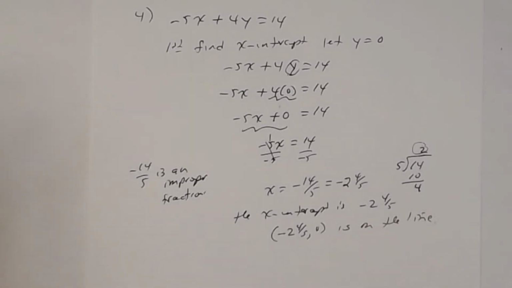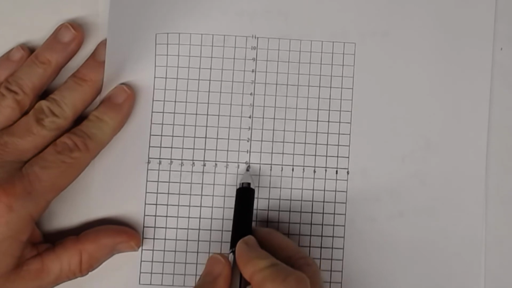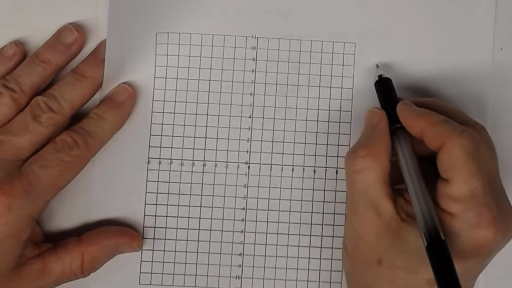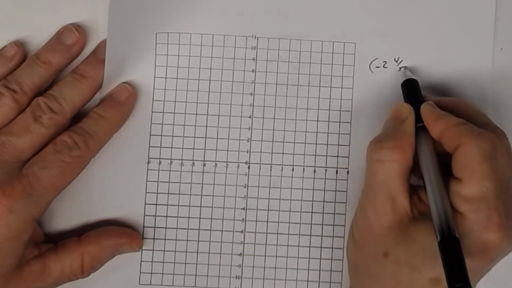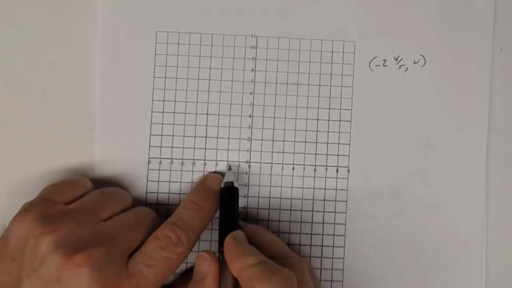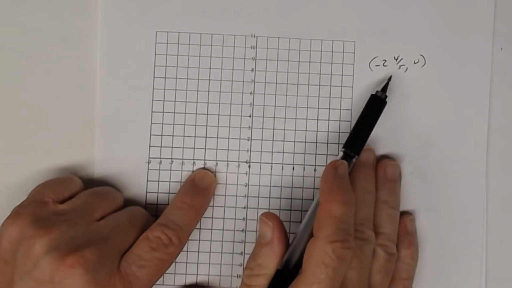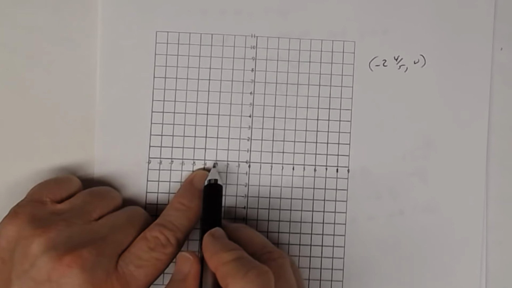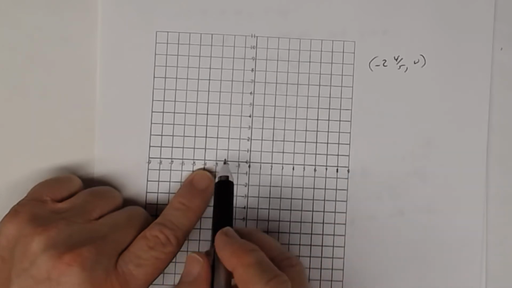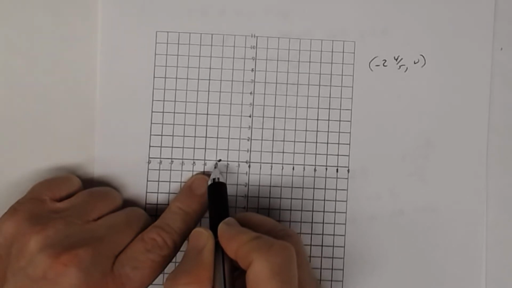All right, so let me show you how to graph this. So negative 2 and 4 fifths. So here's what I would do. Here's 0. Remember, I'm trying to plot the point negative 2 and 4 fifths, comma 0. So here's 0, here's negative 1, here's negative 2, here's negative 3, right? You have to recognize that negative 2 and 4 fifths is close to negative 3. So as best you can, put a dot very close to that negative 3.